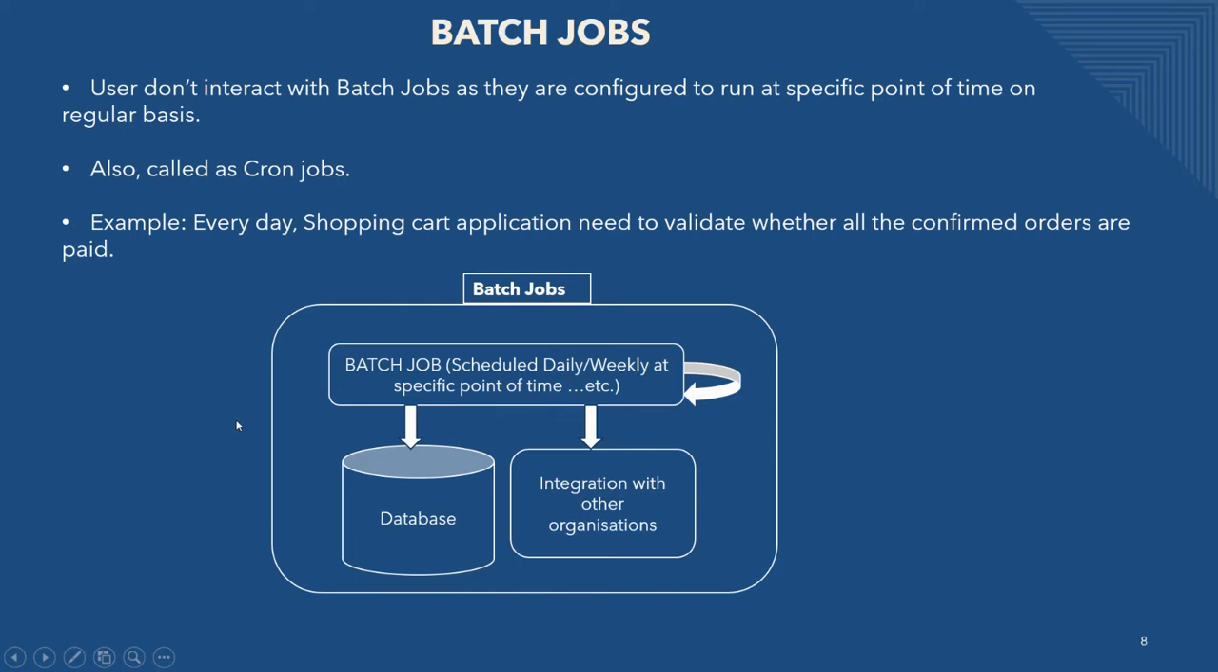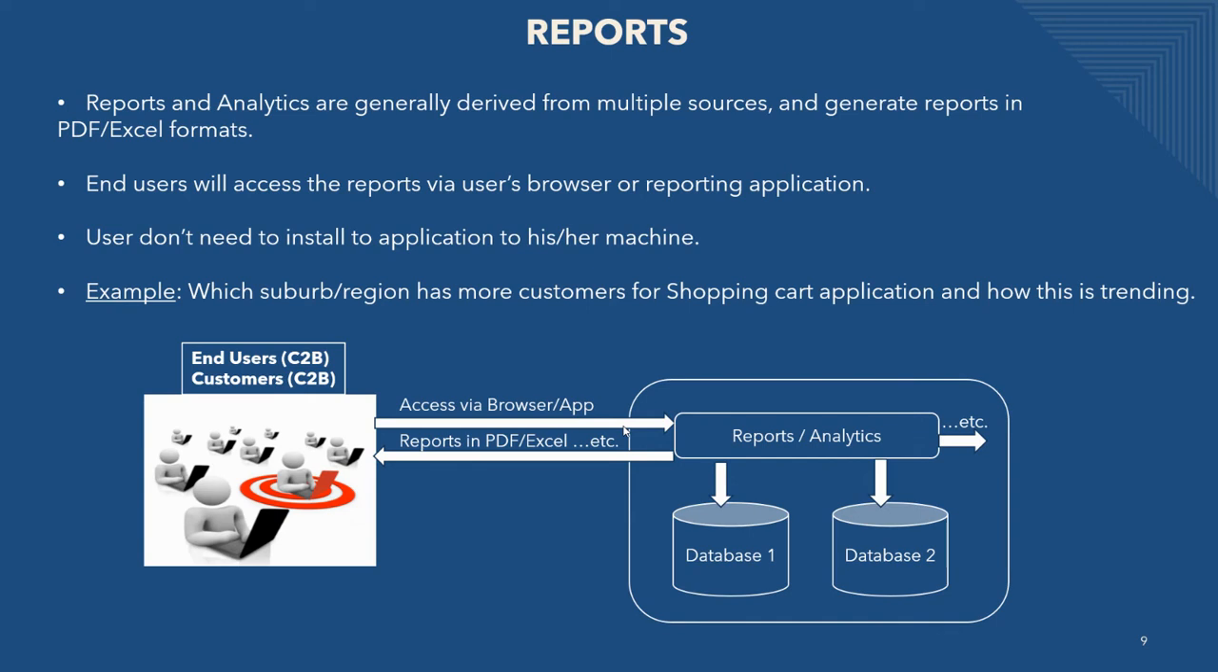So the shopping cart web application can show this new inventory to the end users. Even as part of the batch job, it can integrate with other systems as required. For example, if it has to check the payment status of a specific customer, it has to go to the payment gateway and check it. So that's a type of application, the batch job. Reports are another type of application.